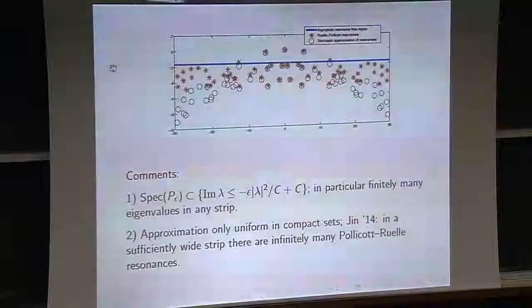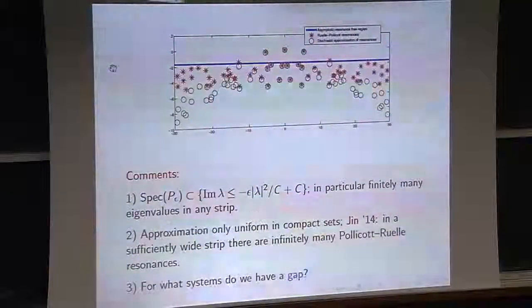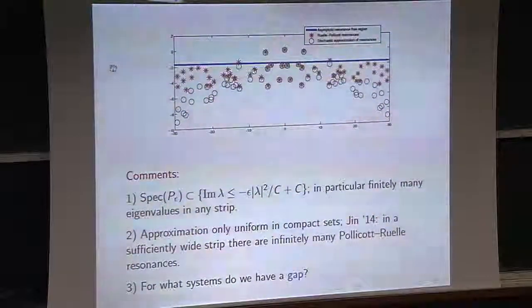I said this, but in fact it has to be like that because there's a recent result, he's writing it now, a student in Berkeley, which says that in a sufficiently wide strip, there are always infinitely many Pollicott-Ruelle resonances for any Anosov flow. And, well, the last question here is for what systems do we have a gap, namely a situation in which there are only finitely many resonances in a strip?